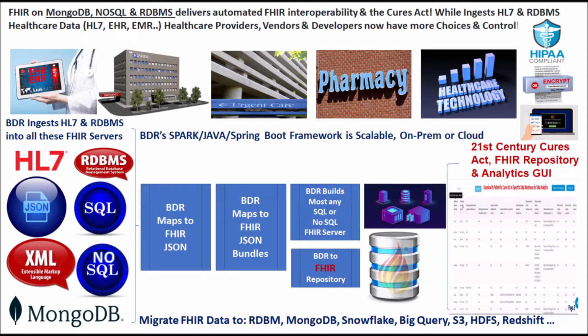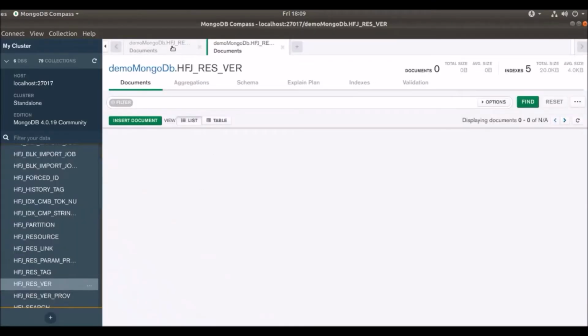FHIR on MongoDB, NoSQL and RDBMS delivers automated FHIR interoperability and the Cures Act. While ingesting HL7 and RDBMS healthcare data, HL7, EHR, EMR, healthcare providers, vendors and developers now have more choices and control. First we have an empty MongoDB FHIR server that we will populate from HL7 segments.